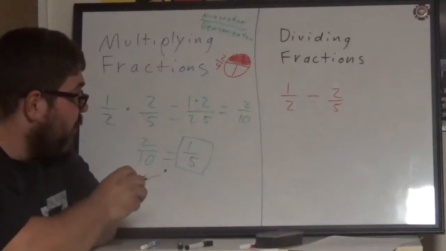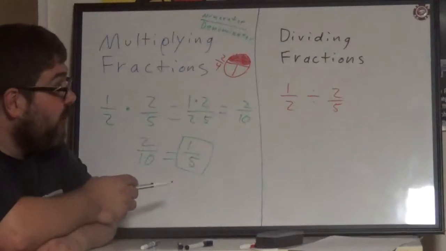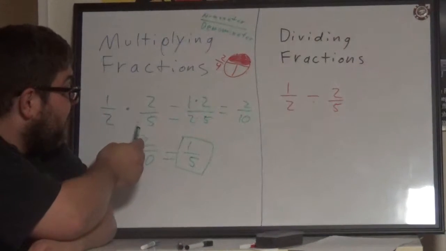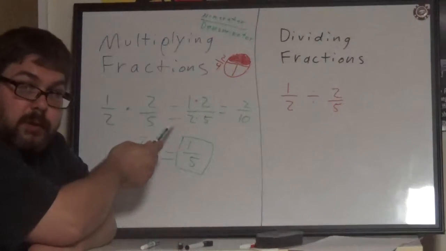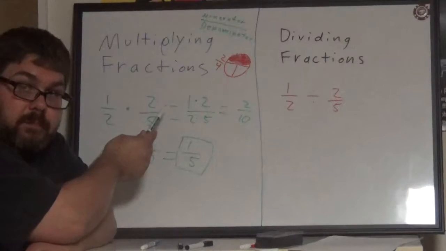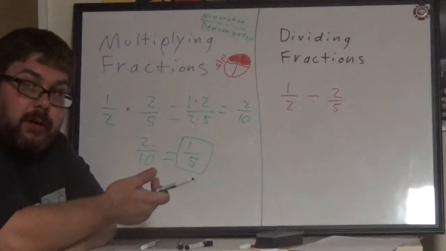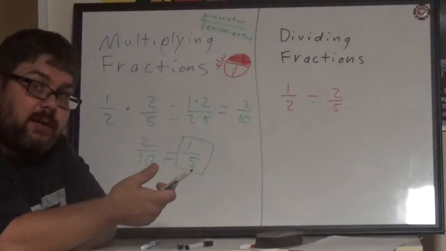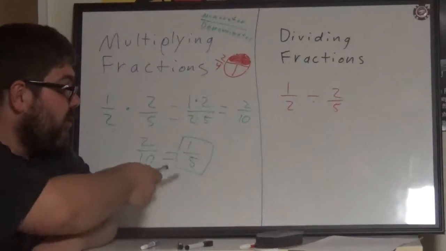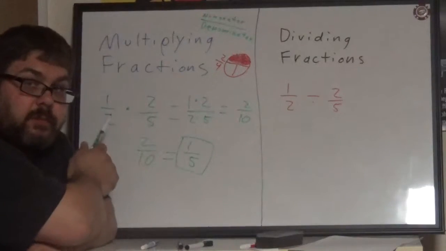And I want to point out, this makes sense. If we had 5 pieces of pizza total, and we ate 2 of them, well, what's half of 2? Half of 2 is 1. So 1/2 times 2/5 should be 1/5.